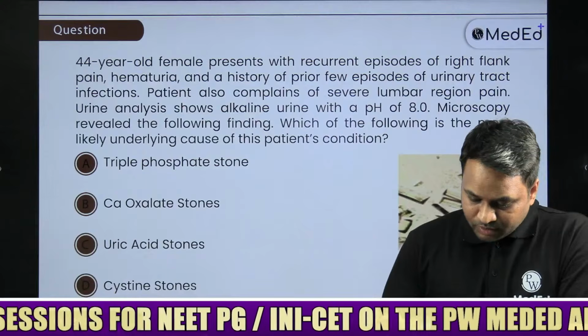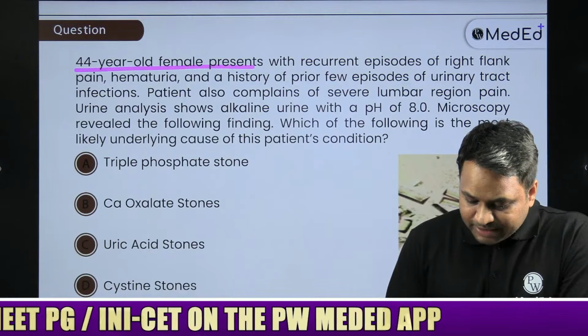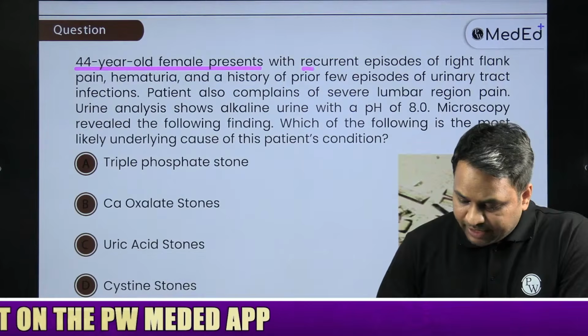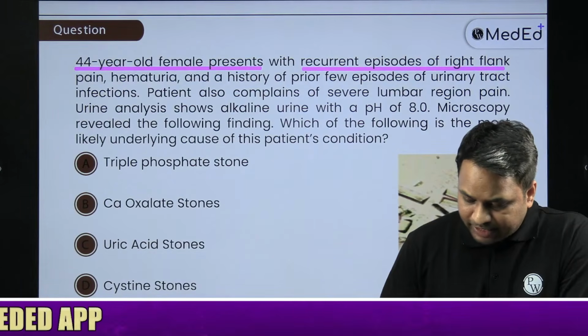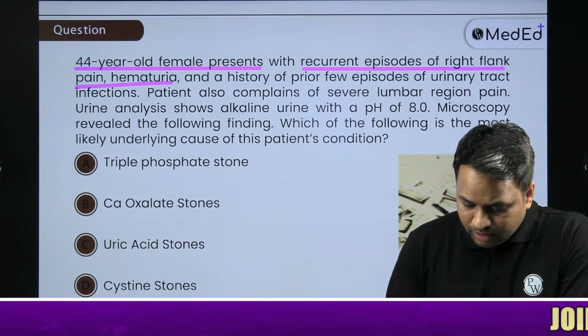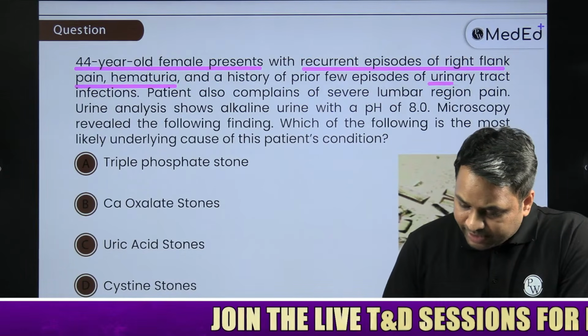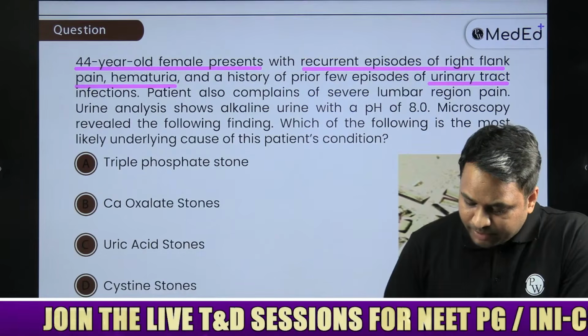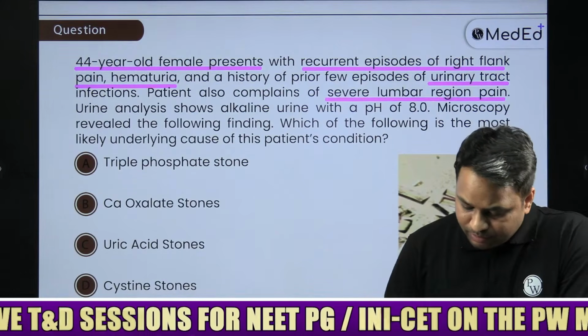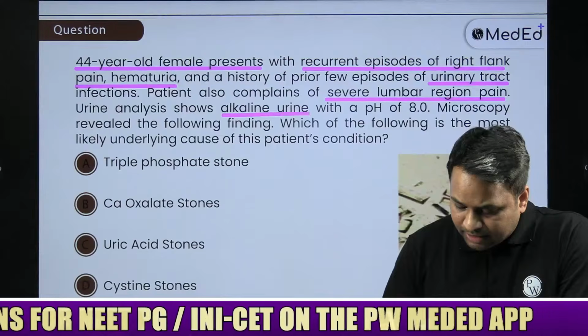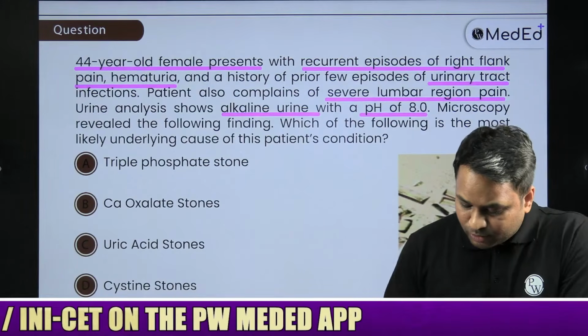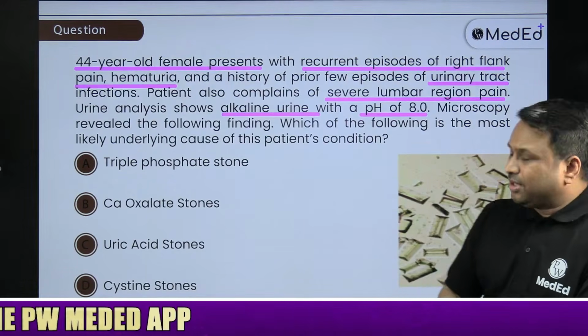Okay. A 44-year-old female presents with recurrent episodes of right flank pain with hematuria. History of prior episodes of UTI is present. The patient complains of severe lumbar region pain. Urine analysis shows alkaline urine, pH of 8. Microscopy is given. What is the most common condition?